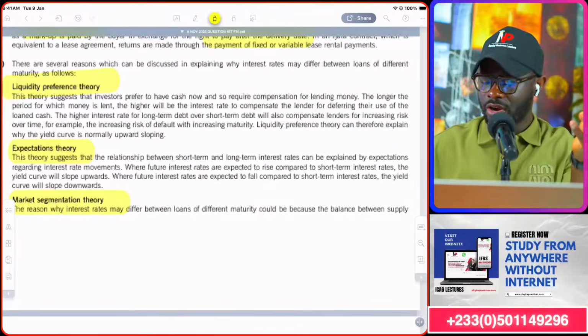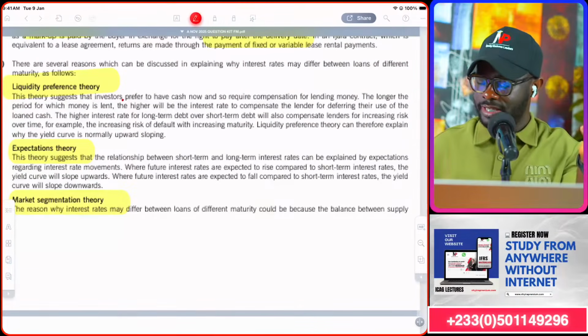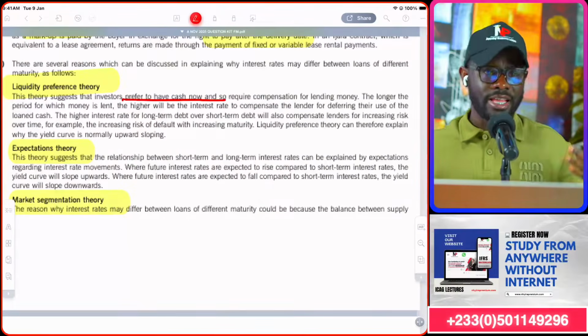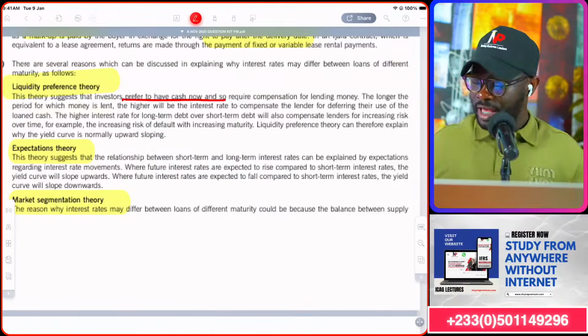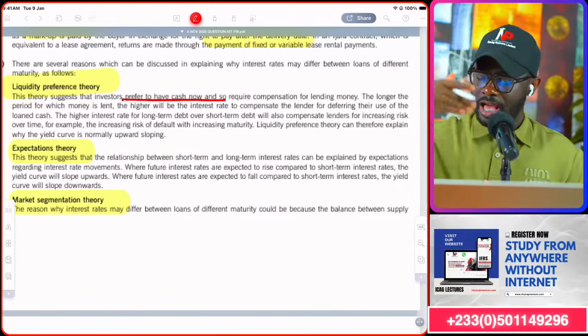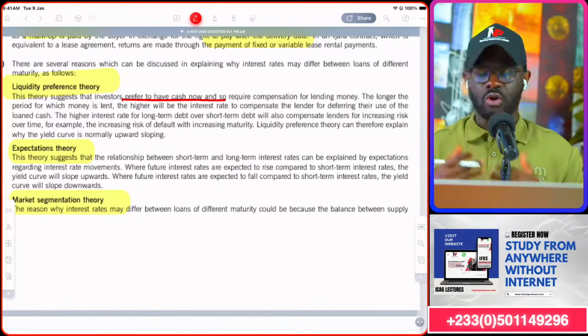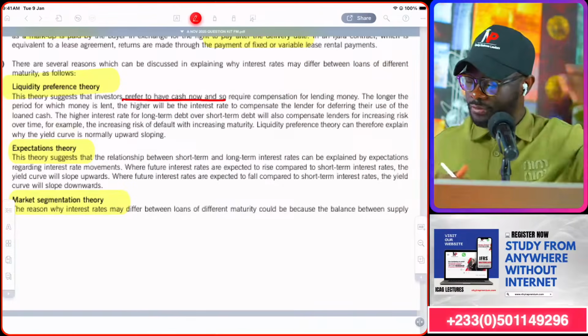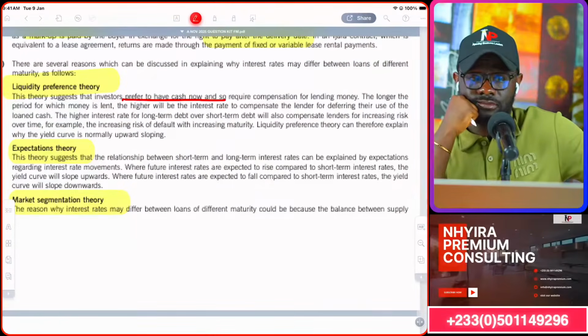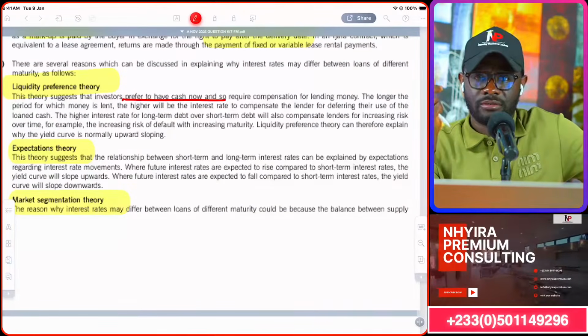The liquidity theory simply suggests that investors prefer to have cash flow and so require compensation for lending. What does that mean? It means the longer the period for which the money is lent, the higher will be the interest rate to compensate the lender for deferring their use of the loaned cash. So that is the liquidity preference.